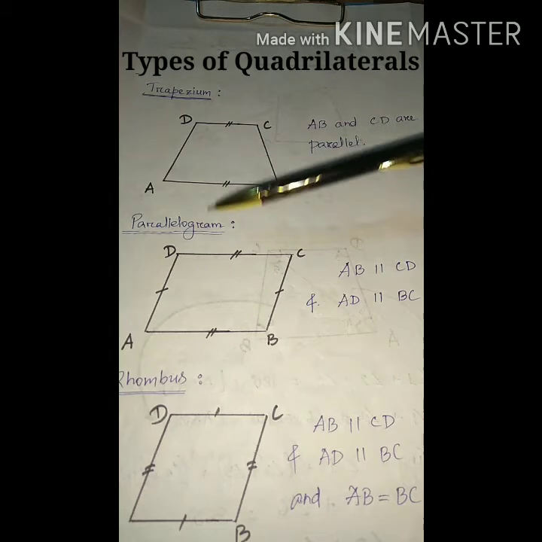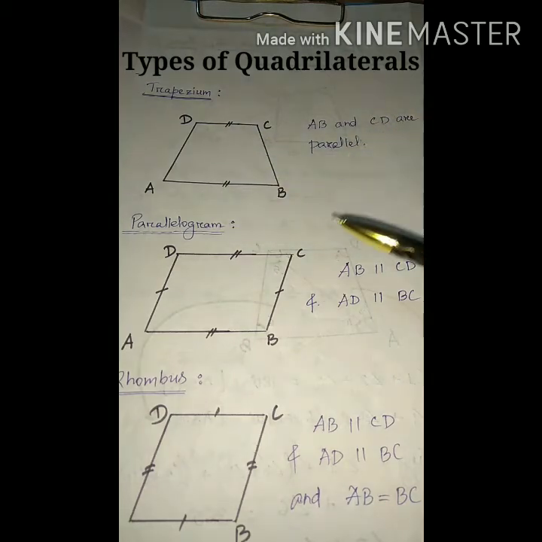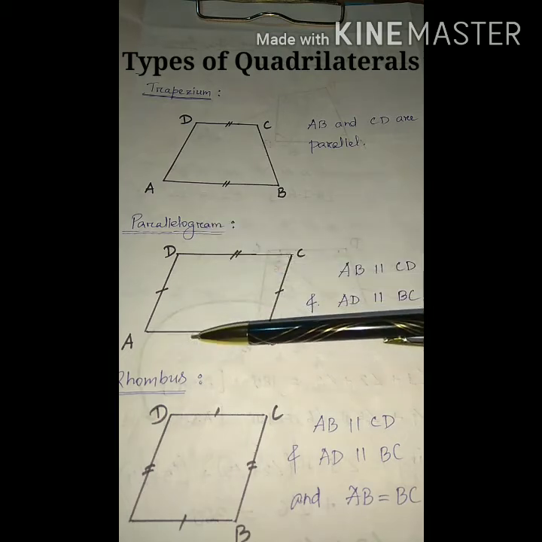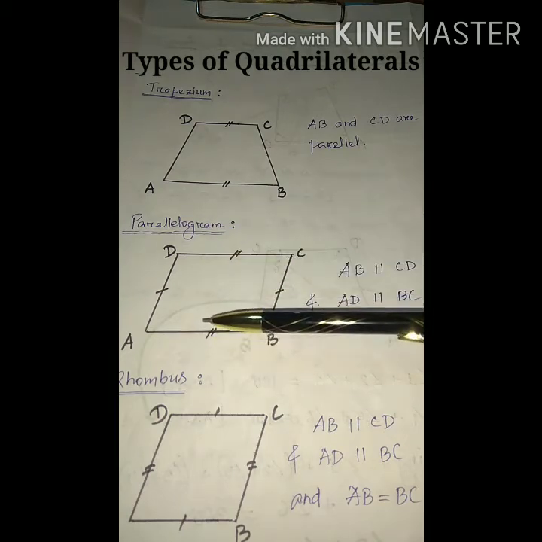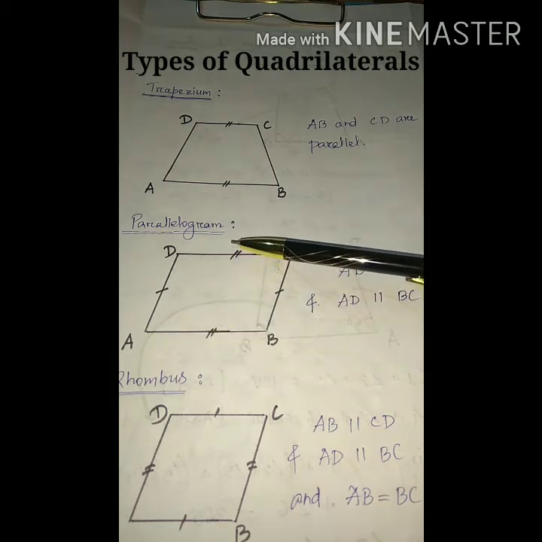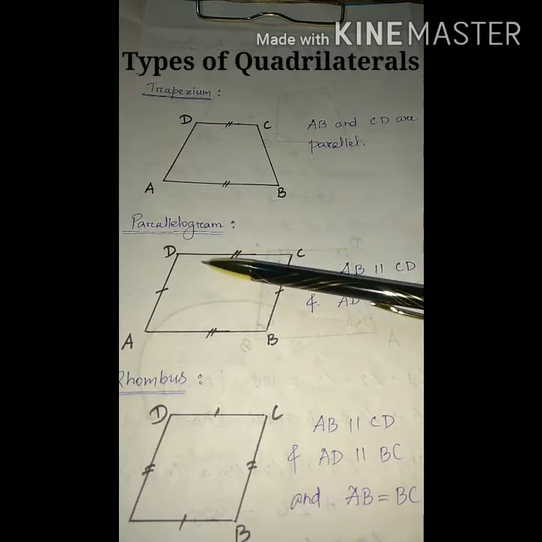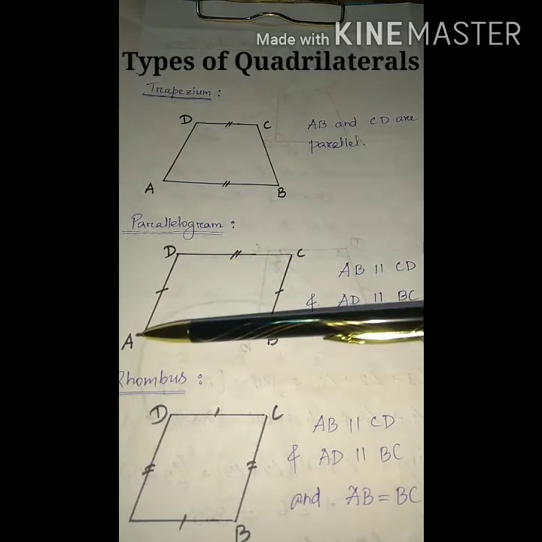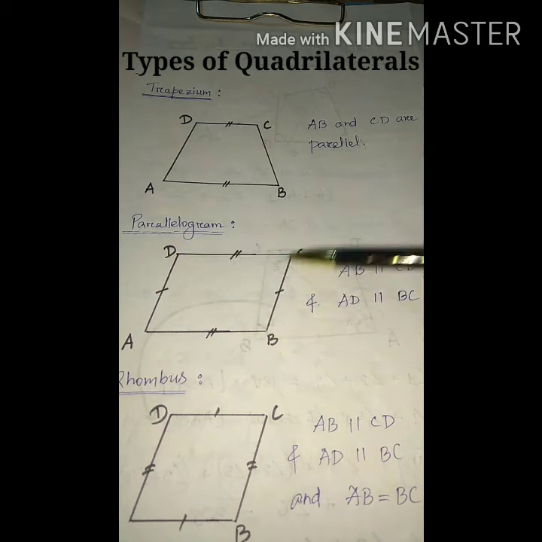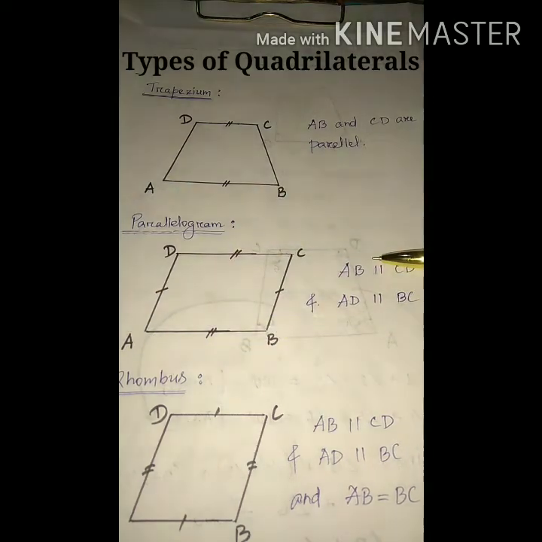So after that, parallelogram. Now the next one: in case of a parallelogram, here opposite sides are parallel. Here not only one pair of opposite sides, here both pairs. So that means if AD is parallel to BC as well as AB is parallel to CD, if both are parallel, then it is known as a parallelogram. Is it clear? Okay.